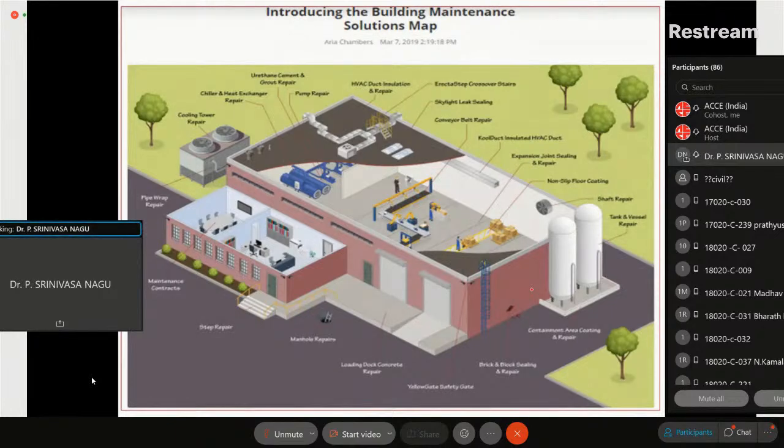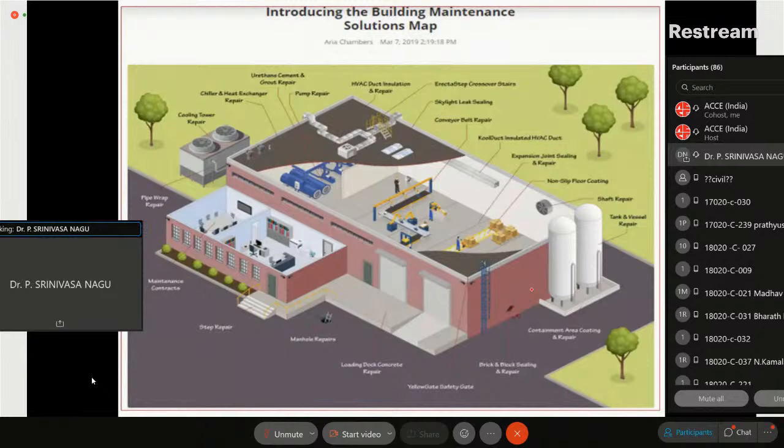So it is not that easy. If it's a big complex, it's not just a building. The same concept applies for a bigger complex, where we need what you call perfect documentation.